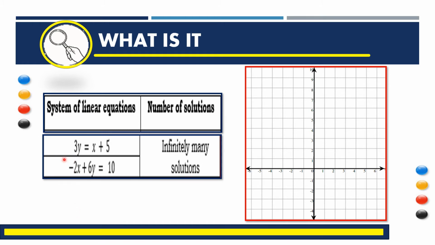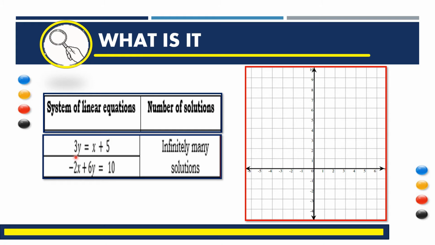Now, let's have the last pair of the system of linear equations: 3y is equal to x plus 5 and negative 2x plus 6y is equal to 10. It states here that it has infinitely many solutions. Let's check why. Let's plot first 3y is equal to x plus 5.